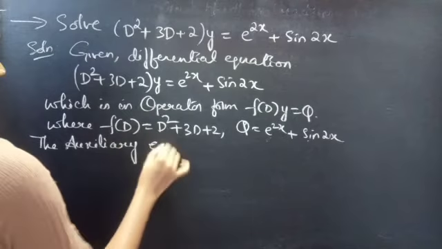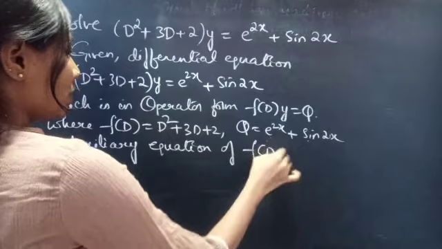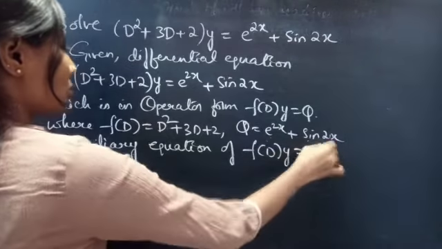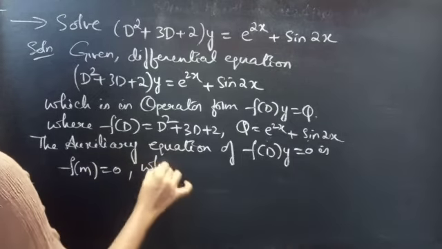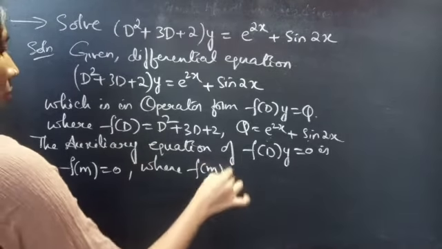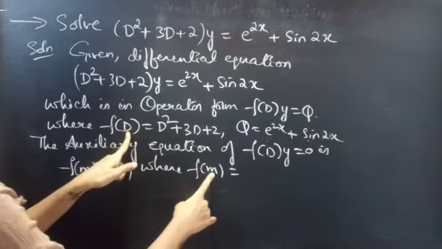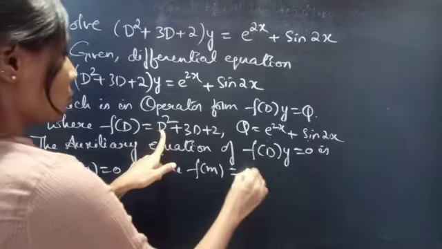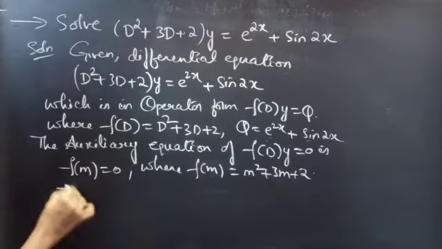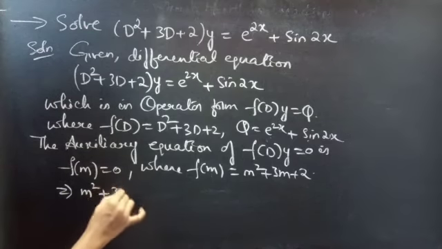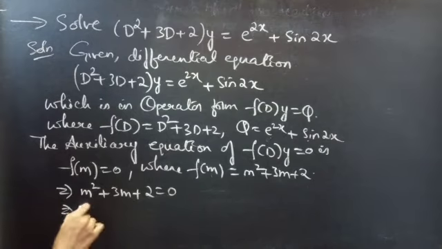The auxiliary equation of f of D into y equals 0 is f of m equals 0, where f of D equals D square plus 3D plus 2. Let's replace the differential operator D by m, then you'll get f of m equals m square plus 3m plus 2. Then our auxiliary equation becomes m square plus 3m plus 2 equals 0. Now we can find the roots.